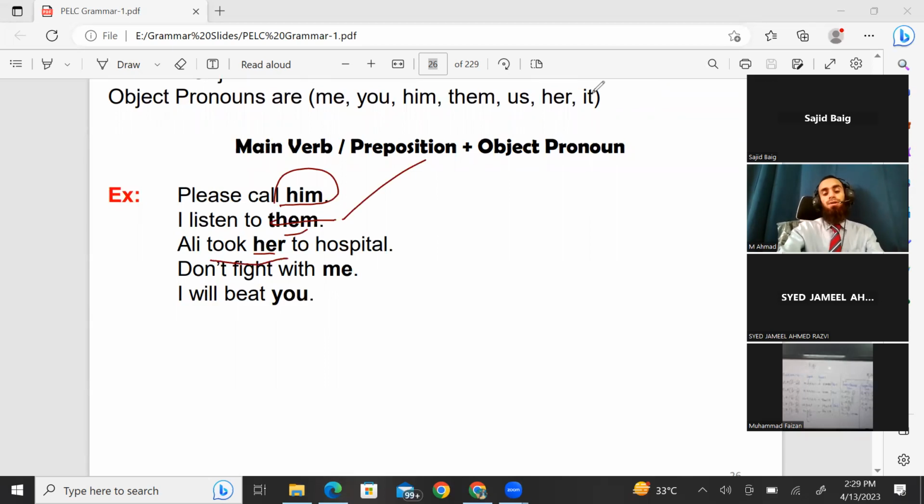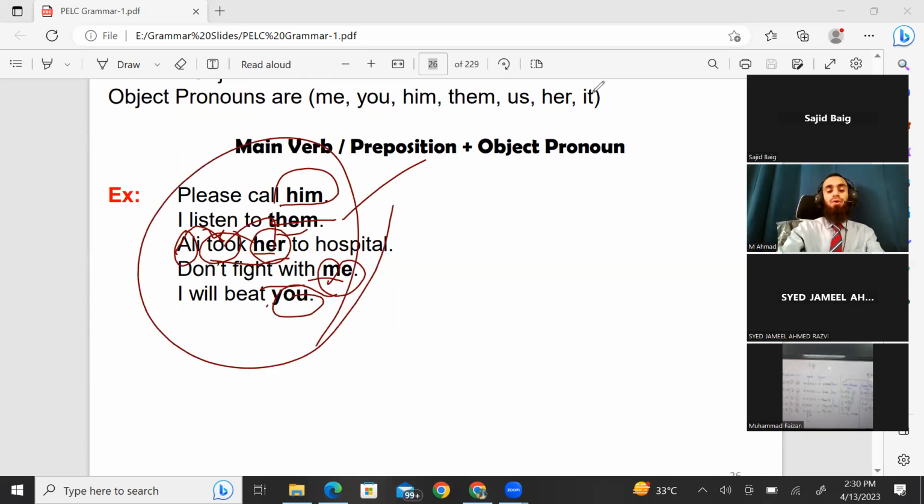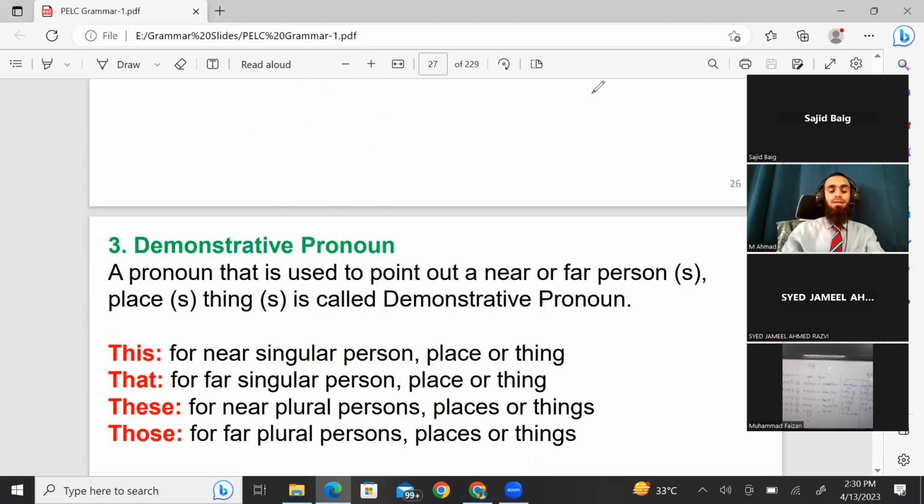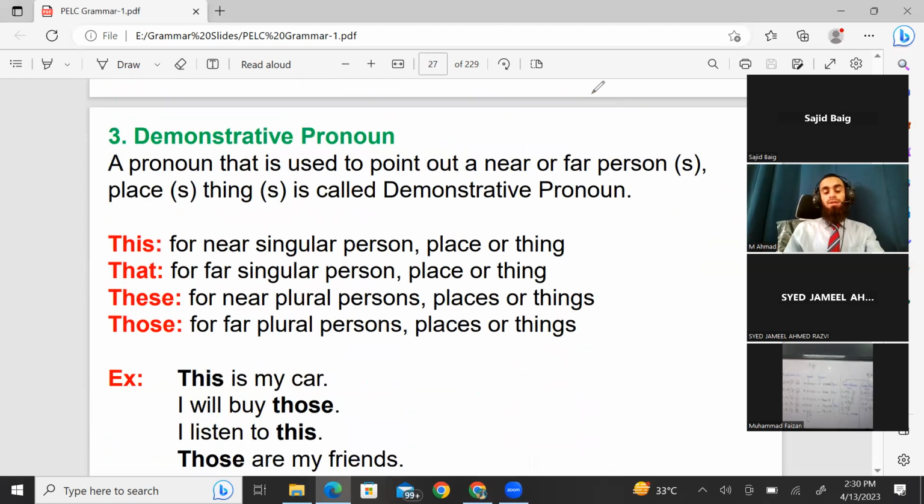Ali took her to a hospital. Ali is the subject, the doer of an action; took is the verb, the action word; and the receiver of the action is her. Don't fight with me. Now me is an object, you is an object. So whenever pronouns come at the position of object in a sentence, it is called an object pronoun. This one is very important in the kinds of pronoun.